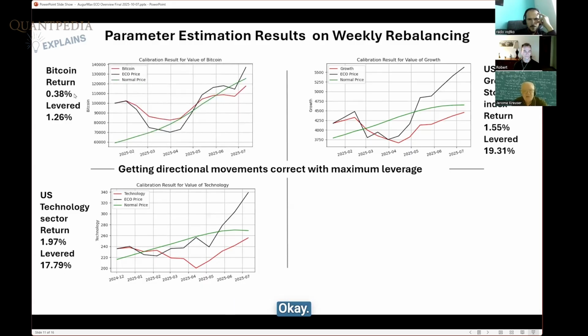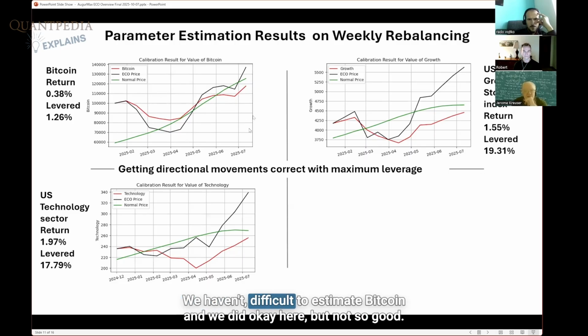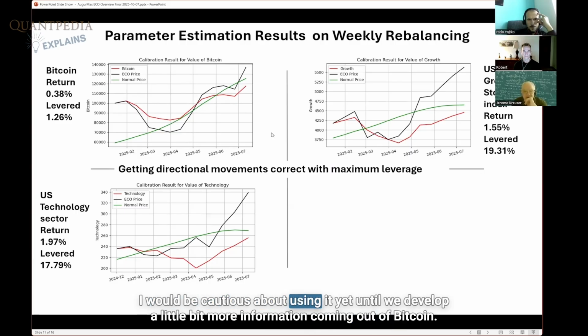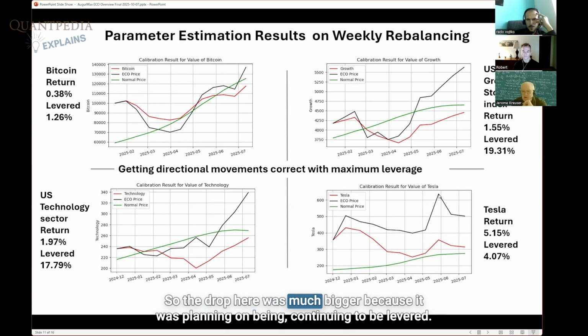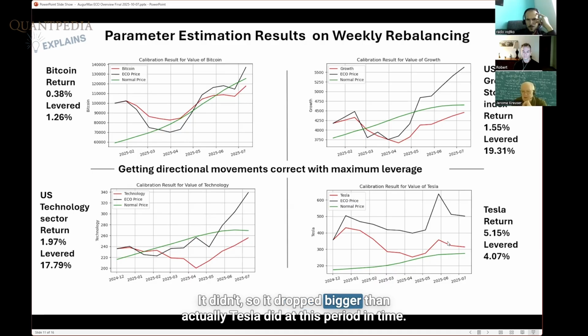Coin return, okay, not so much. It's a little messy. It's difficult to estimate the Bitcoin, and we did okay here, but not so good. I would be cautious about using it yet until we develop a little bit more information coming out of Bitcoin. Tesla returned. The drop here was much bigger because it was planning on continuing to be levered. It didn't, so it dropped bigger than actually Tesla did at this period in time.